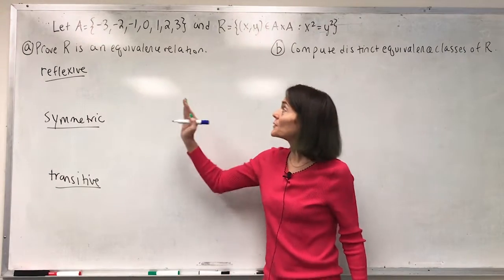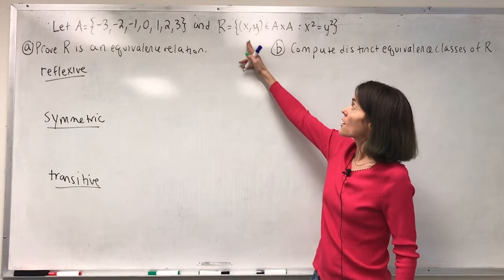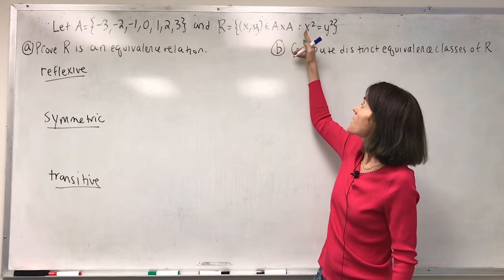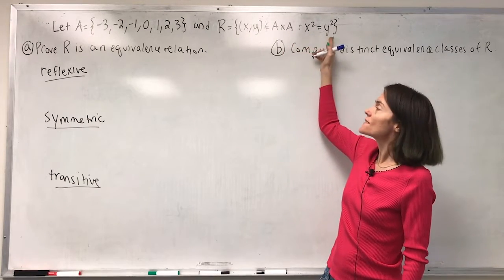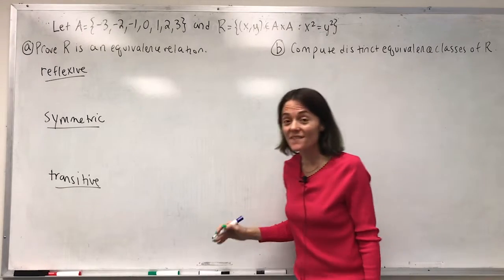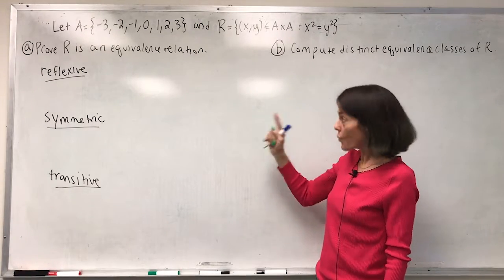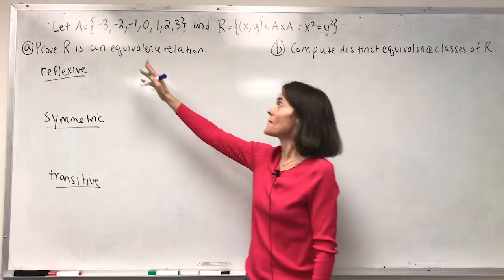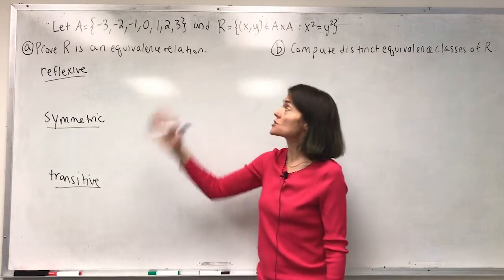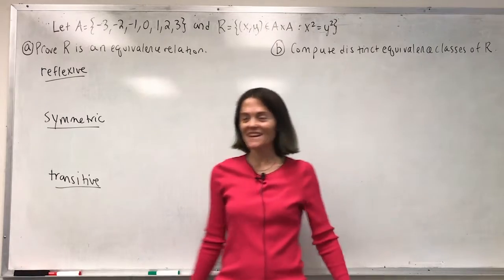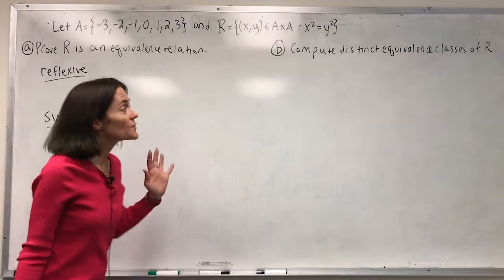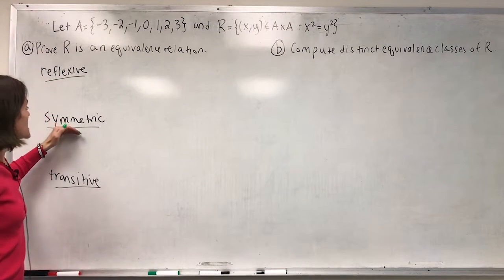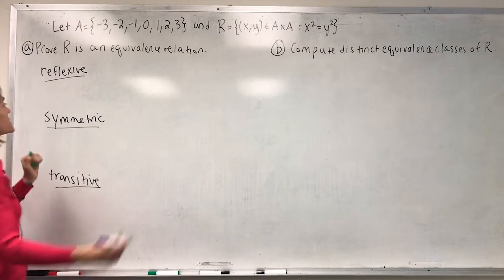We're going to prove that this R, where we take ordered pairs (x, y) in A cross A such that x squared is y squared, is an equivalence relation, and then we will compute the distinct equivalence classes, where my set A is all integers between -3 and 3. So to prove that R is an equivalence relation, we must show R is reflexive, symmetric, and transitive.